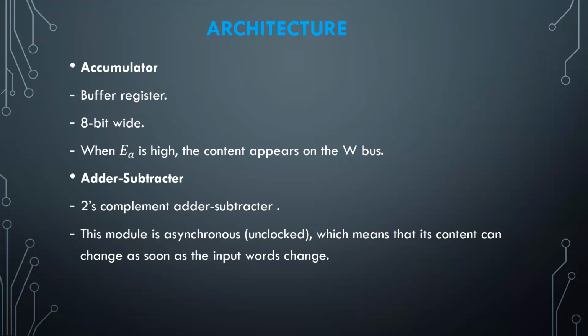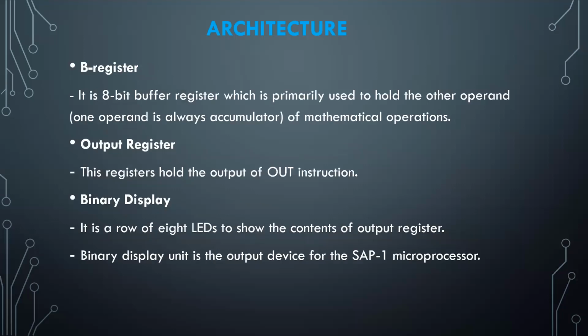It has a 2's complement adder-subtractor. This module is asynchronous, which means that its content can change as soon as the input words change. The B register is an 8-bit buffer register which is primarily used to hold the other operand. One operand is always the accumulator, take note of that.